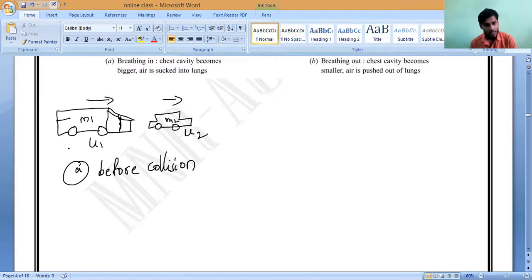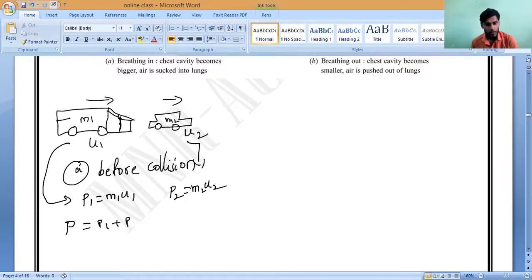Yes, sir. So what is the momentum of the truck before collision? Let me consider P1. P1 is equal to what? m1 u1, and P2 is equal to m2 u2. Now, what is the total momentum before collision? Total momentum P is equal to P1 plus P2, and P1 plus P2 is equal to m1 u1 plus m2 u2. This is the momentum before collision. Will you accept it, all of you?